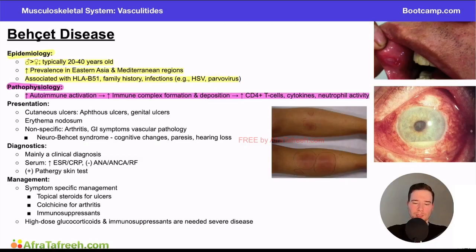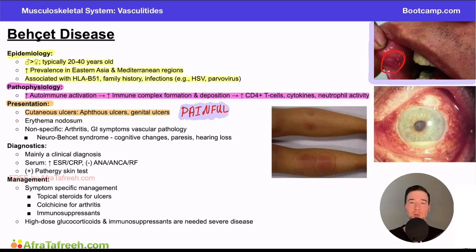Now, when we think about the presentation here, I listed the important ones I want you to know for test day. These include cutaneous ulcers, such as aphthous ulcers or genital ulcers. And it's important to note that these are typically going to be painful. And if you draw your attention to this image over here, you can see one of those ulcers in the patient's mouth. Now, oftentimes, this is the initial presenting symptom. A patient will develop this. This might be the first thing that they see. These usually resolve within a few weeks. However, it's important to note that these are often recurrent, so it's painful and recurrent as well.